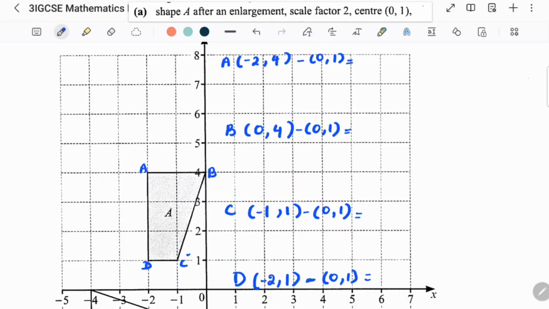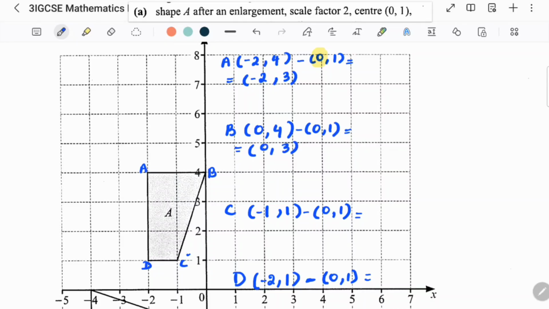Alright, so the first one is -2 subtracting with 0, and 4 will subtract with 1. You have to do x with x and y with y. So -2 and 0, if you subtract, you will get -2 and 3. Okay, and when you go to point B, 0, 4 and 0, 1, if you subtract, 0 minus 0 is 0 and 4 minus 1 is 3.